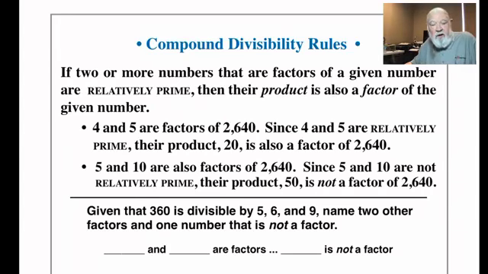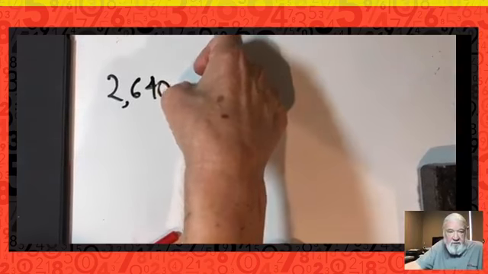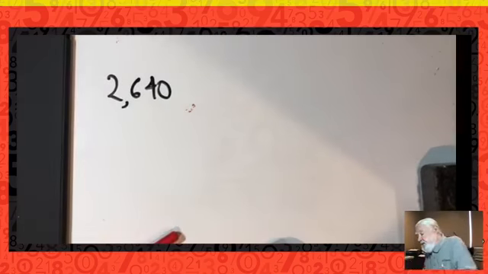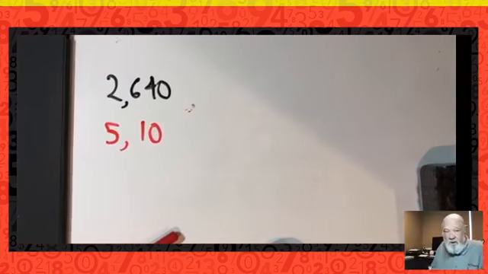In fact, let me get that on the whiteboard here. 2640. Okay. And it's obvious that 5 is a factor. It's also obvious that 10 is a factor. So 5 because it ends with a 0, 10 because it ends with a 0. Now, big question here. Are 5 and 10 relatively prime? That is, do they have any common factors other than 1? And immediately we can see that indeed they do have a common factor other than 1.